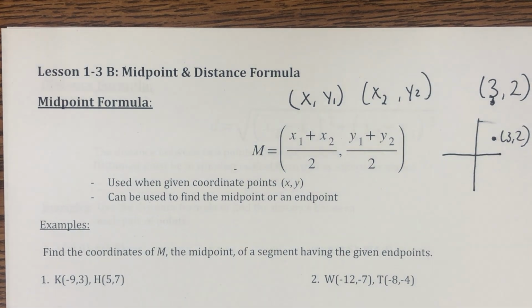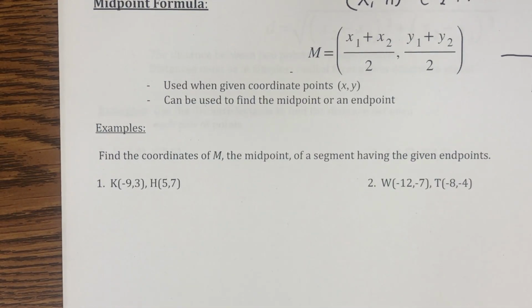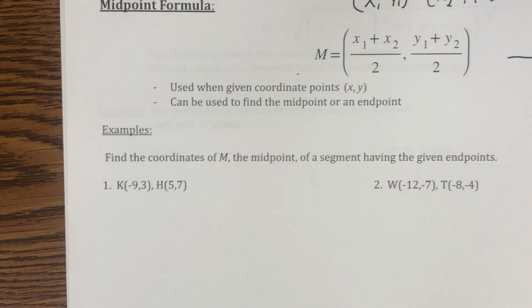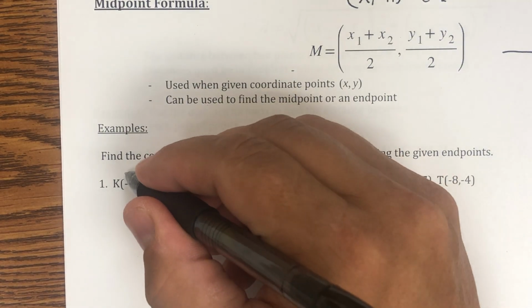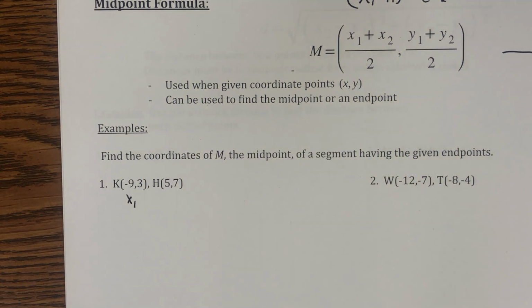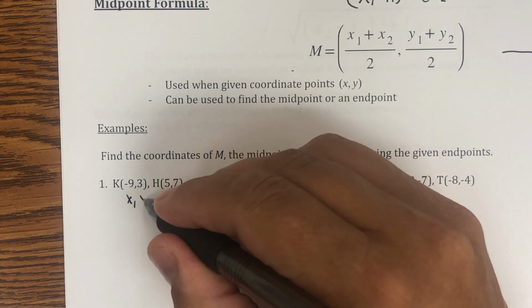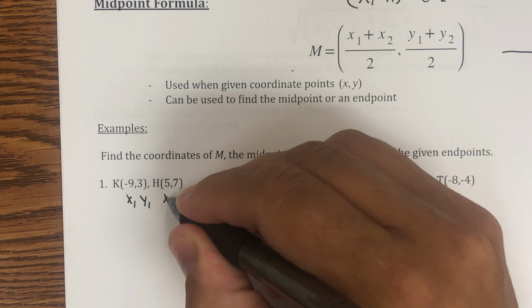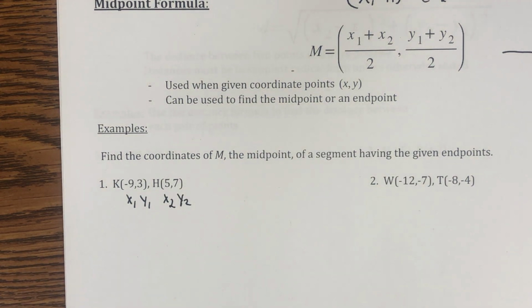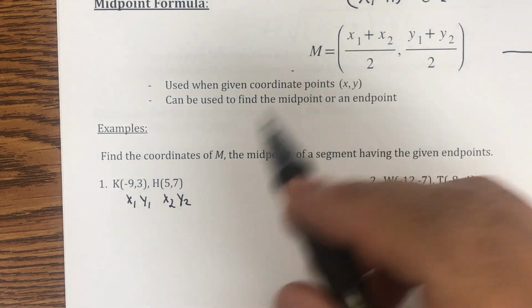So our first two examples, fairly straightforward. It's just going to give us 2 points. I have point K and point H. I'm going to find the midpoint M. So I'm going to let the first point be point 1. So negative 9 is going to be x1, and 3 is going to be y1. 5 will be x2, 7 will be y2. So I labeled out what's what. Now I just need to plug it into the midpoint formula.